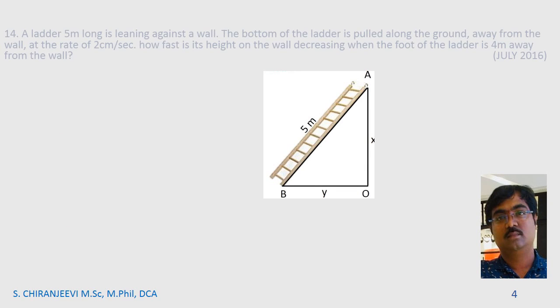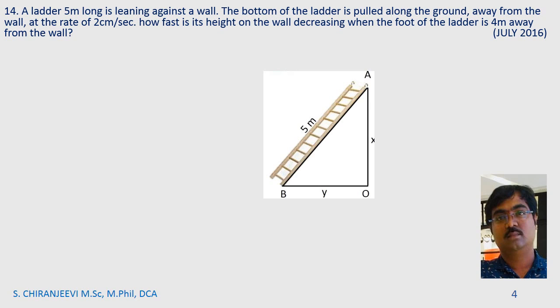Next one, a ladder 5 meter long is leaning against a wall. The bottom of the ladder is pulled along the ground away from the wall at the rate of 2 centimeter per second. How fast is its height on the wall decreasing when the foot of the ladder is 4 meter away from the wall? Same procedure, ladder is 5 meters.